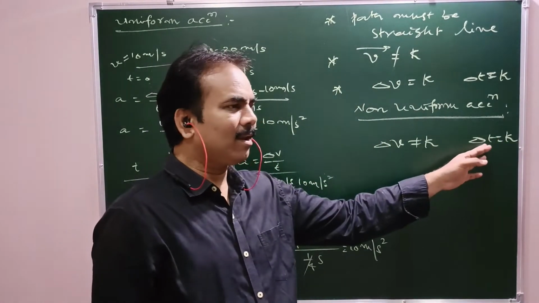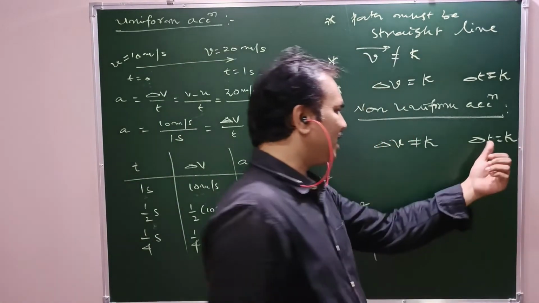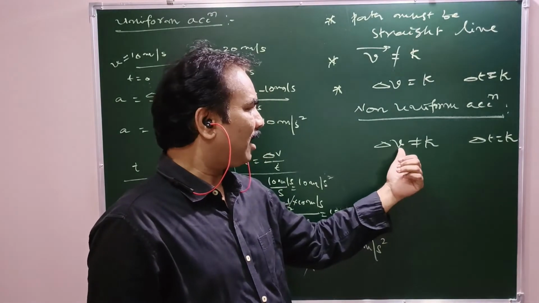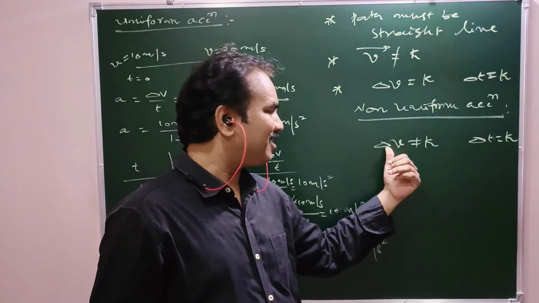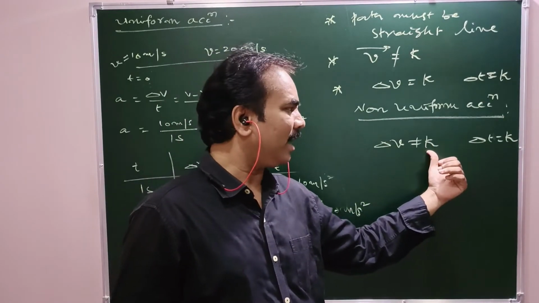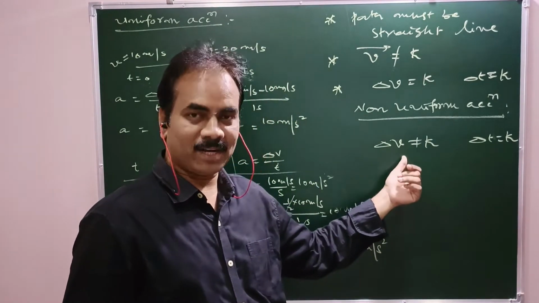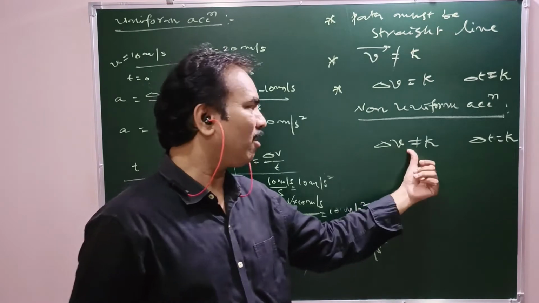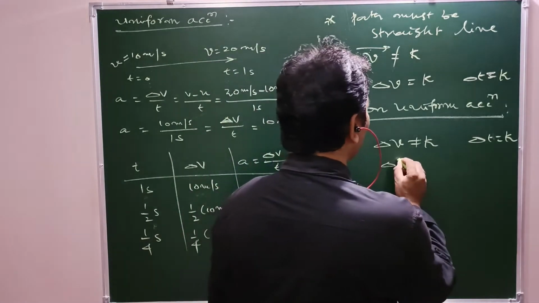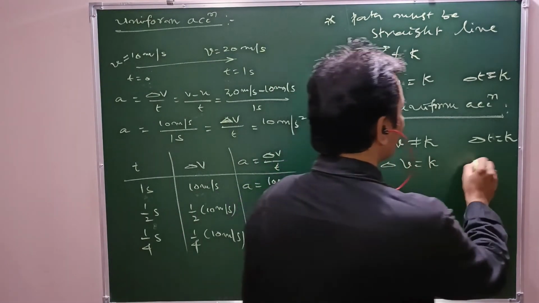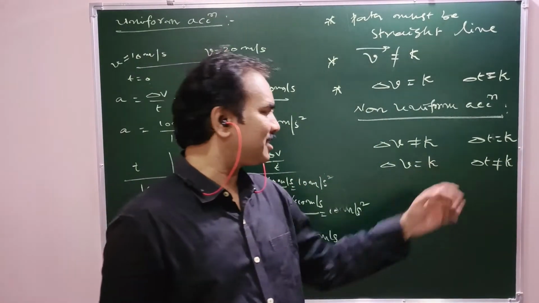See, a particle moves such that in equal intervals of time, delta T constant, a particle undergoes unequal changes in velocity. There is change in velocity, but that change in velocity is not constant. So in equal intervals of time, if you observe unequal changes in speeds or unequal changes in magnitude of velocity, that is nothing but non-uniform acceleration. Otherwise, equal changes in velocity in case of unequal time intervals.